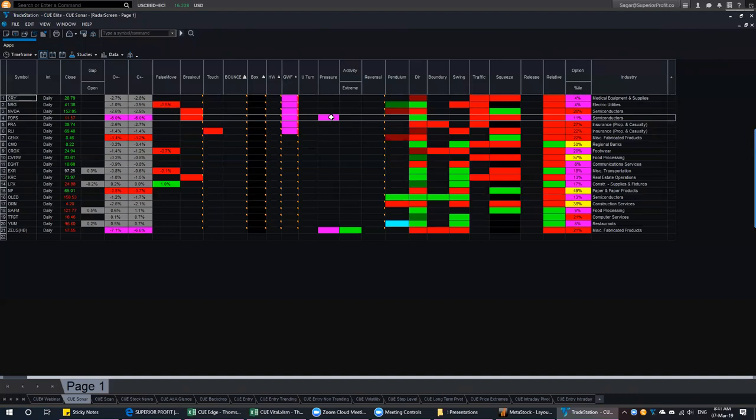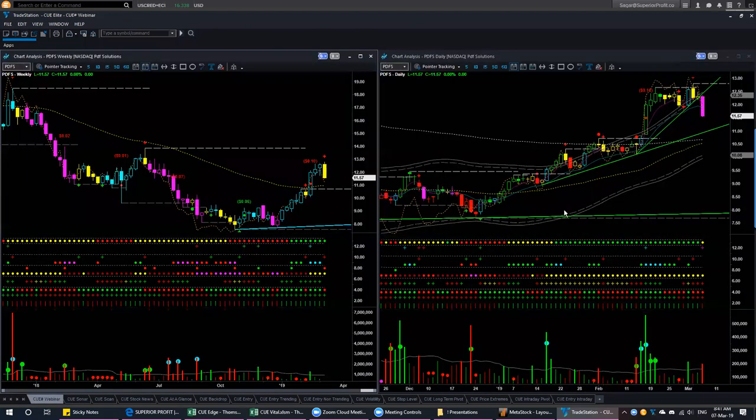I see PDFS, Semiconductors industry, is giving a possible go with flow short trade setup, a trend following short trade setup. It is also a breakout candidate. The breakout column is red, and it went down with heavy pressure yesterday. So let's look at this chart, PDFS. The symbols are linked. So if I click on the symbol, it will come to the chart, and it is looking weak. Instantly looking at the chart, we know that it is looking weak.